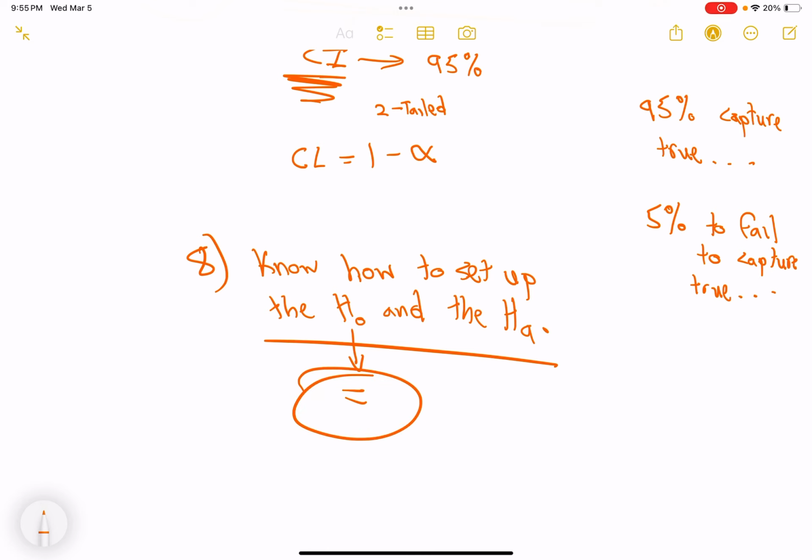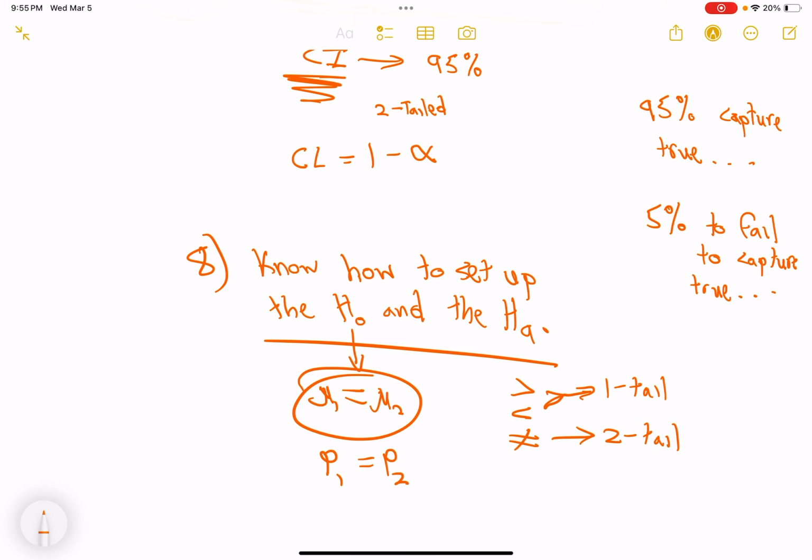Parameter 1 equals parameter 2. That can be mean 1 equals mean 2. That can be P1 equals P2 if we're doing proportions. But no matter how you set it up, it's always going to be that. And then the alt will be greater than, less than, or not equal to, depending on if it's one-tailed or two-tailed.